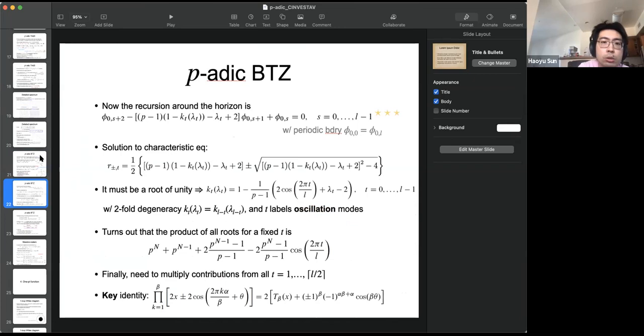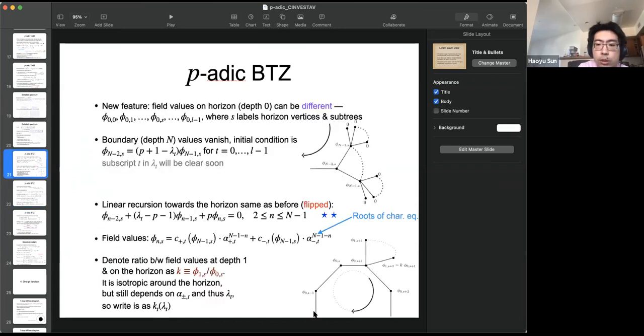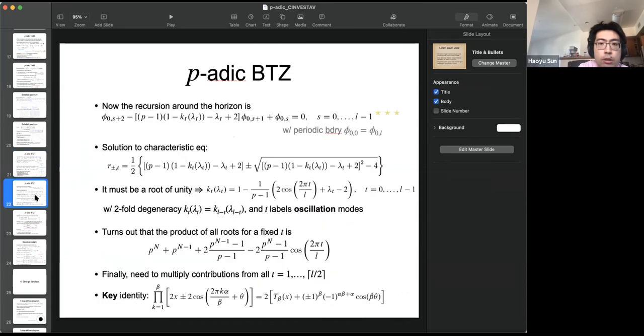So now we do the recursion relation around the horizon. It becomes as follows, with a periodic boundary condition that the field value at the point 0 equals the point L on the horizon. So again, we solve the characteristic equation as follows. And then, due to the periodic boundary condition, both roots have to be a root of unity, which constrains the k of lambda to be as follows.